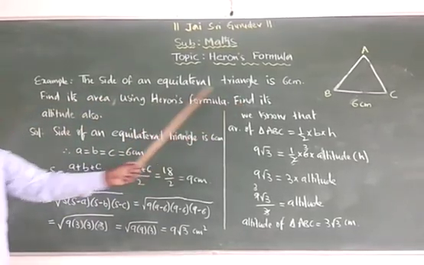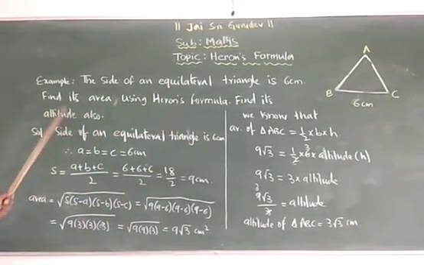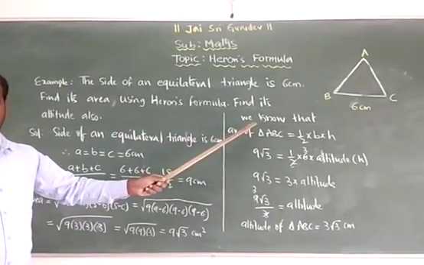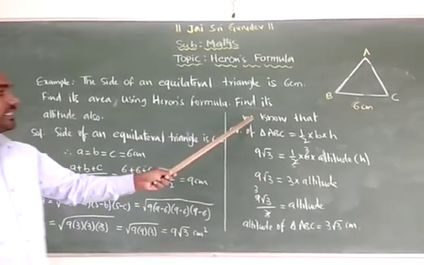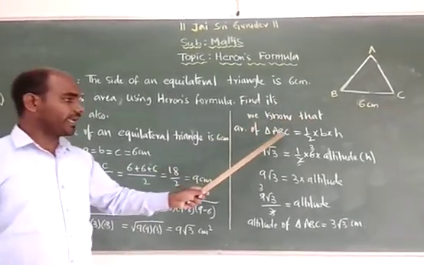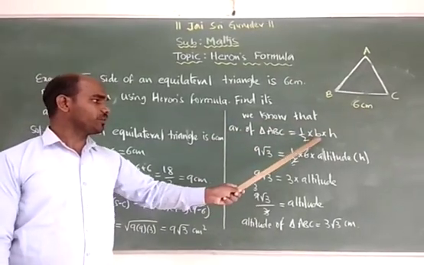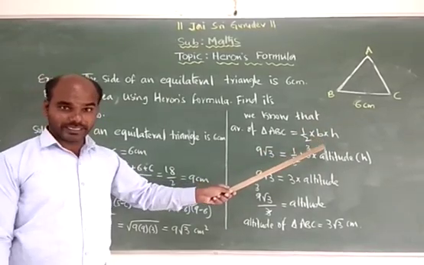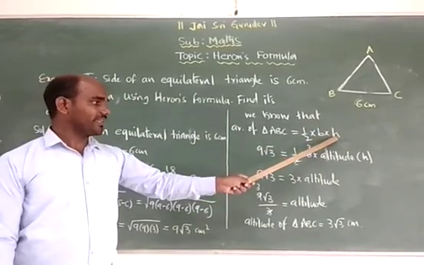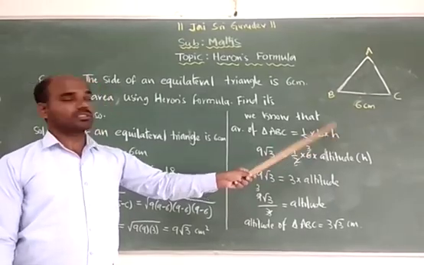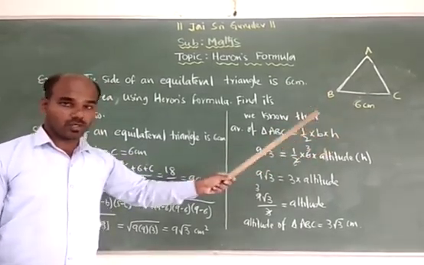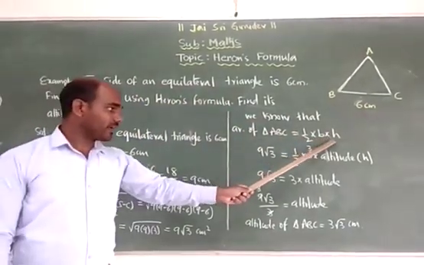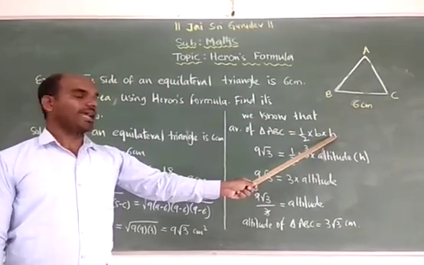Then we have to find its altitude. To find the altitude, we need to know the basic formula of the triangle. What is that? We know that the area of the triangle ABC is equal to half into base into height. Here the height will become the altitude. We have to find the altitude of an equilateral triangle now, so I am taking the altitude as h.